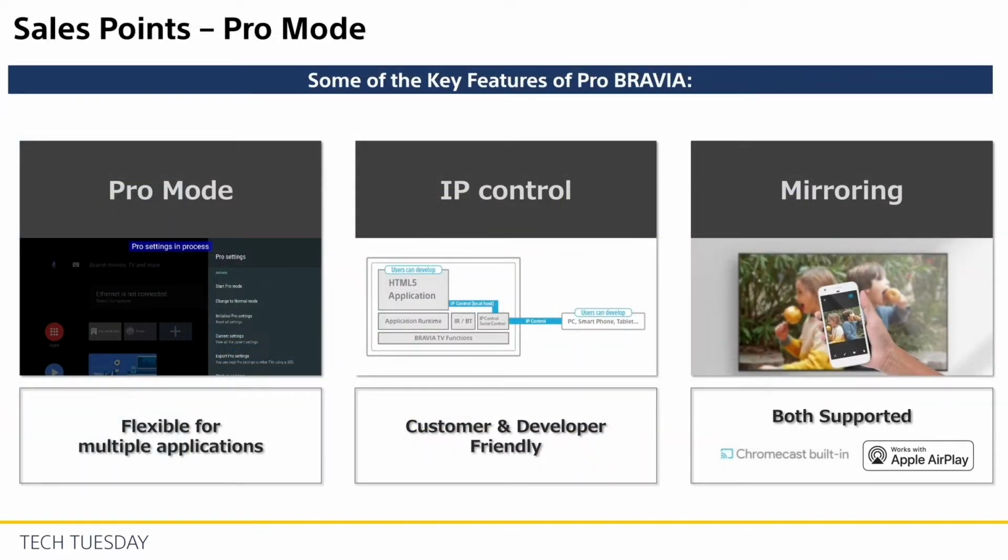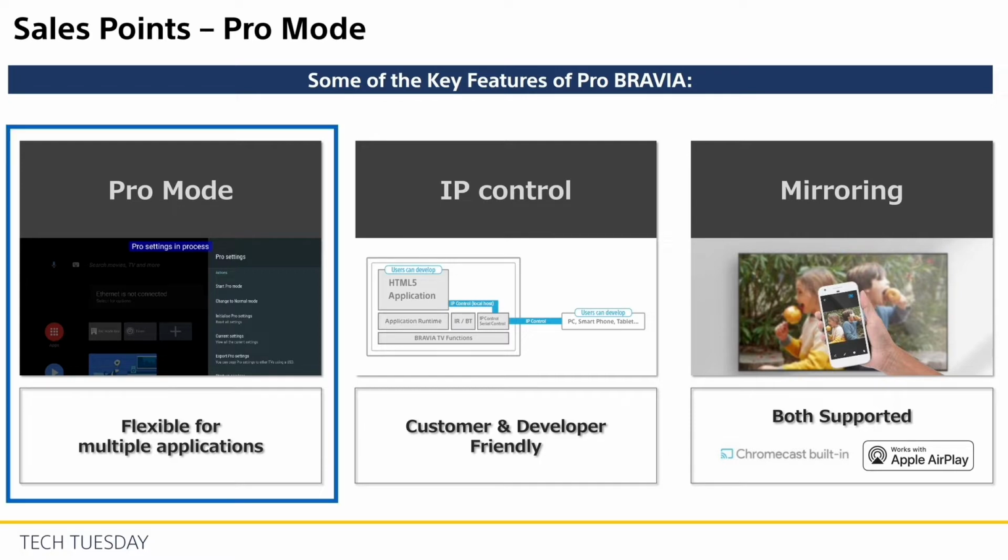Now, when we talk about Bravia and what are some of the sales points, there's many, but these are kind of three that we always talk about: our Pro Mode operation, our rich IP control, and our capability with mirroring with both Chromecast and Apple AirPlay built into the unit. So let's dig in more to Pro Mode and what that is and how we can use it.